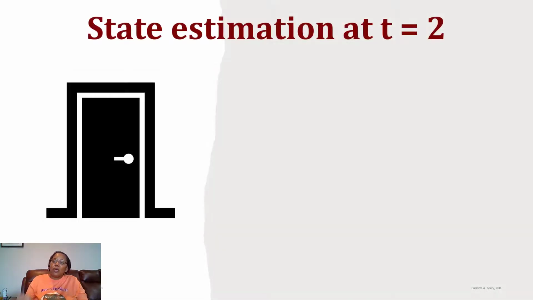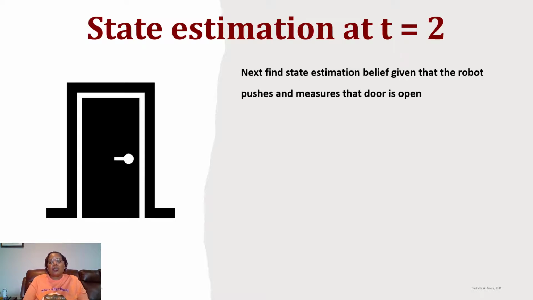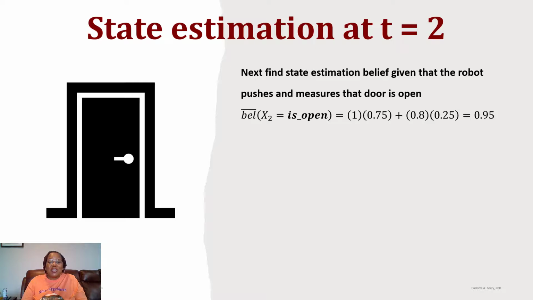So now, what if we want to do time 2? For time 2, we have the following. Assume that now, instead of doing nothing, the robot actually pushes the door and then measures that the door is open. So we once again are going to incorporate our control input and our measurement to determine our new state estimation. So our belief at X2 that the door is open would now be 1 times 0.75 plus 0.8 times 0.25.